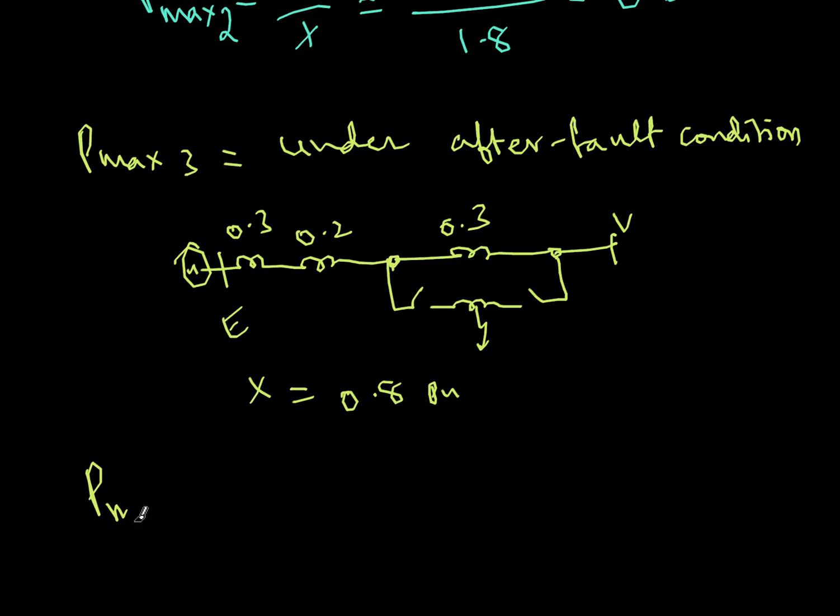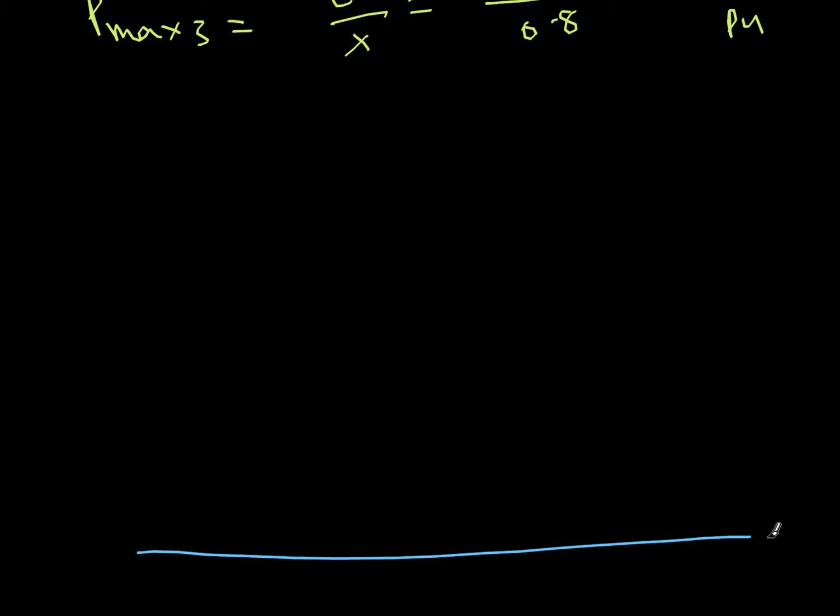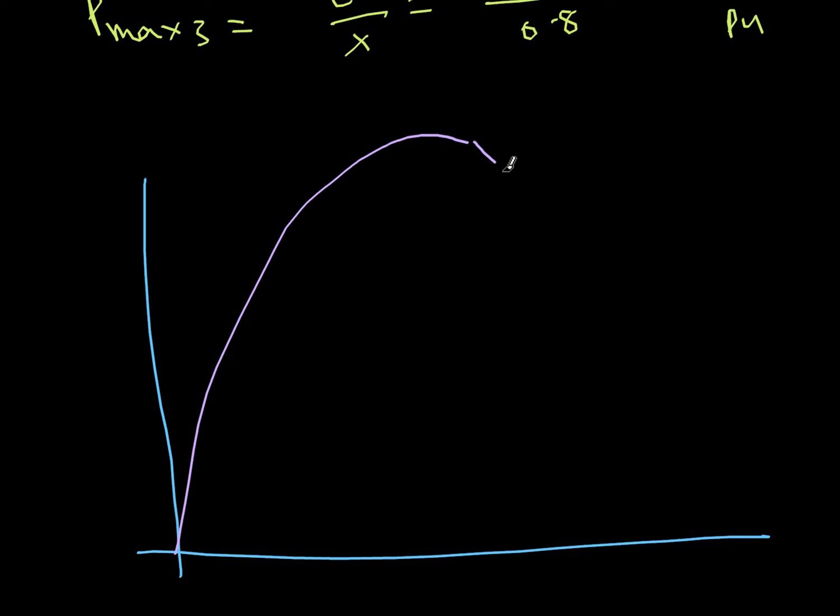So therefore Pmax3 I can find, that is EV by X. So that is 1.17 into 1 by 0.8. So this value will be 1.4625 per unit. So I have now three values. So let me diagrammatically show them so that it will become more clear. So this is under normal operations. This is P1.